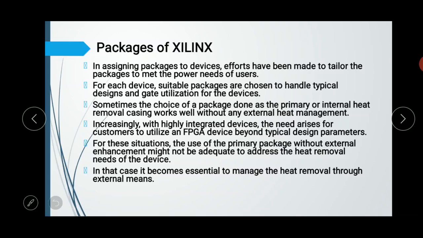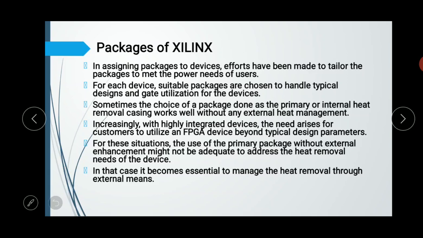First we discuss the packages of Xilinx. During assigning packages, the power requirement of a user needs to be considered. For each device, suitable packages are chosen to handle its design and gate utilization.